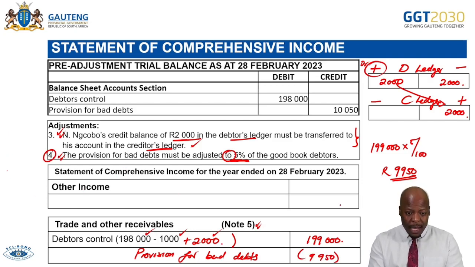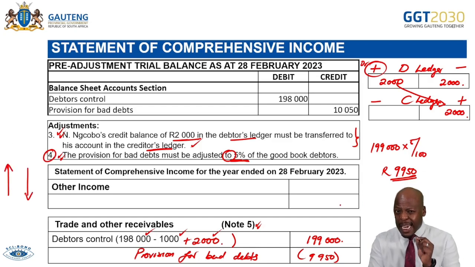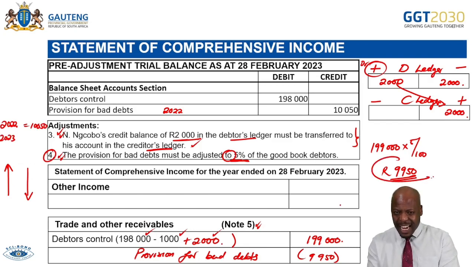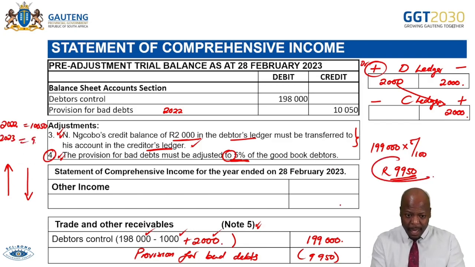But I know that when I'm preparing the statement of comprehensive income, I must get, remember what I said, Gilead, you must look for either an increase or a decrease. And we agreed. How do we get the increase or the decrease? Compare the years. We look at the provision for bad debts for the year 2022. This is 2022. In 2022, how much was it? It was 10,050. And then in 2023, we have calculated, we got how much? 9,950. You see that? So we come here, it's your 9,950. You tell me, is it an increase or a decrease? Definitely it is a decrease.